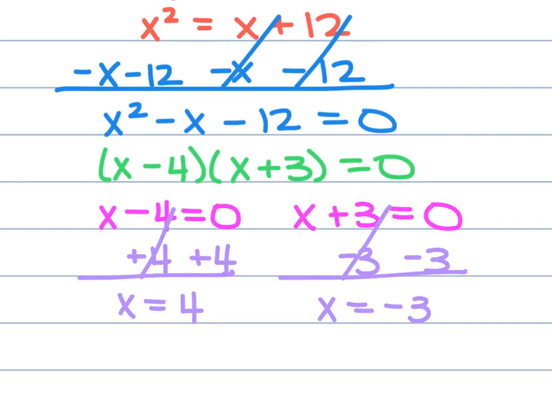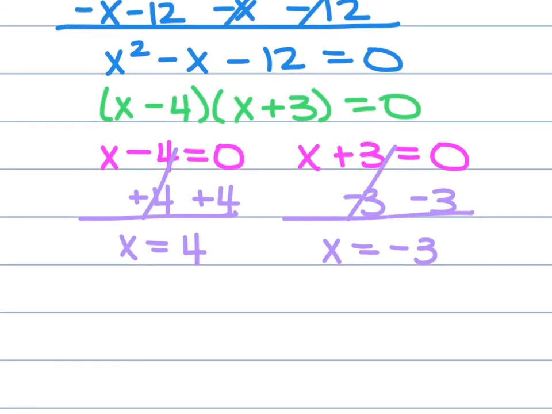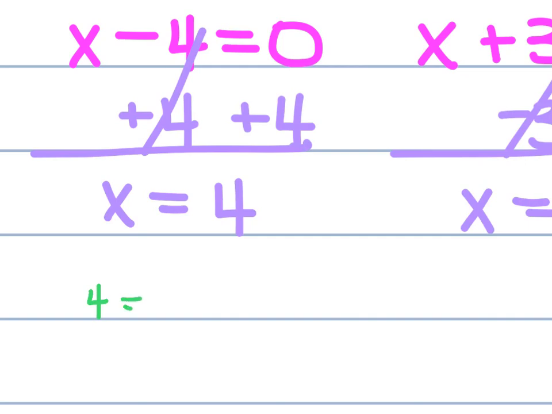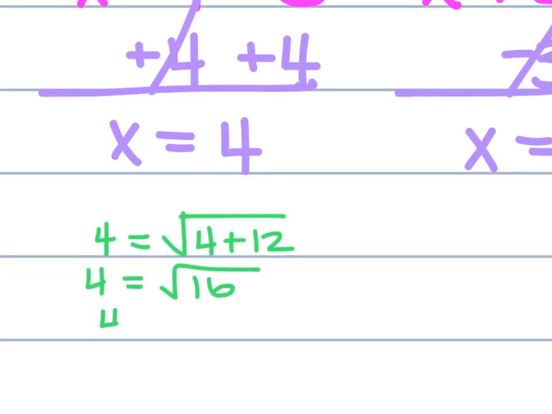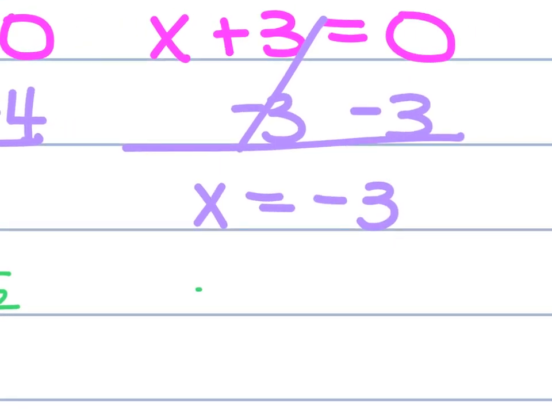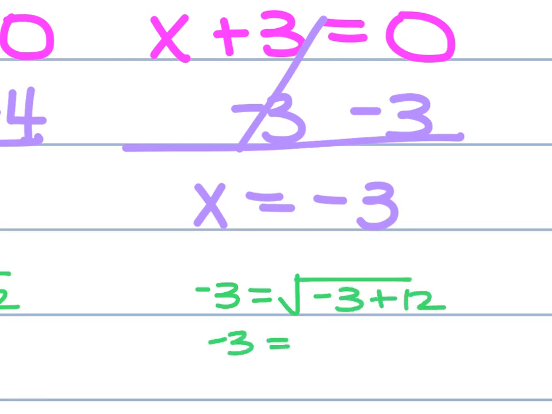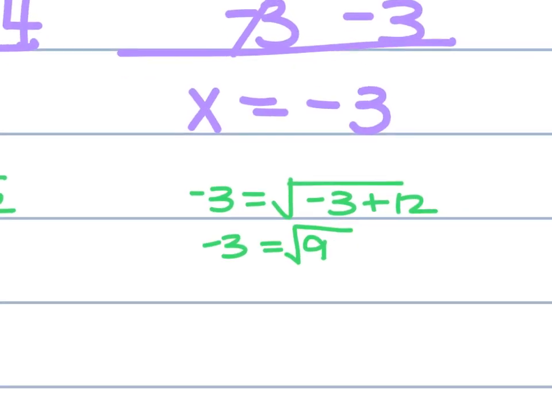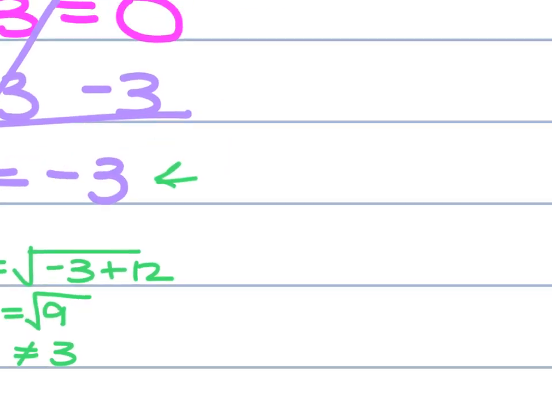Now check these. When you check, we're going to have 4 is equal to the square root of 4 plus 12. 4 is equal to the square root of 16. And 4 is equal to 4. So that one's a solution. Try the negative 3. Negative 3 is equal to the square root of negative 3 plus 12. Negative 3 is equal to the square root of 9. And negative 3 is not equal to 3. So this one here is extraneous.